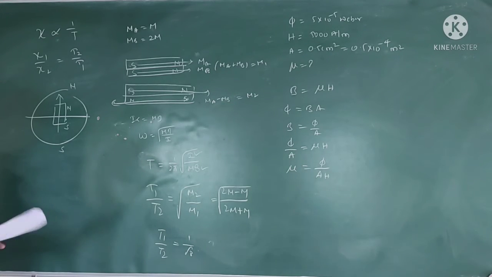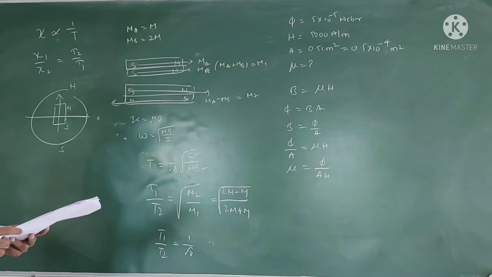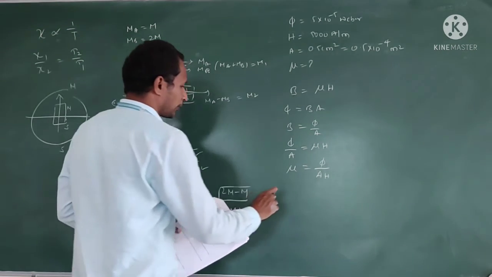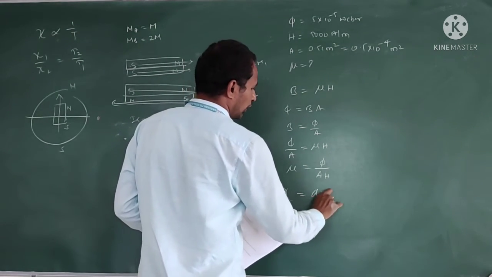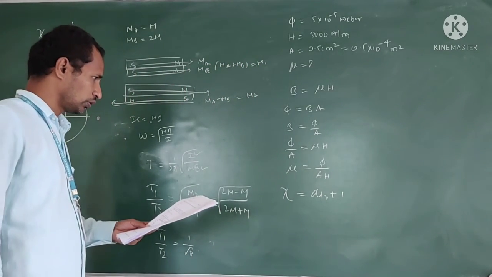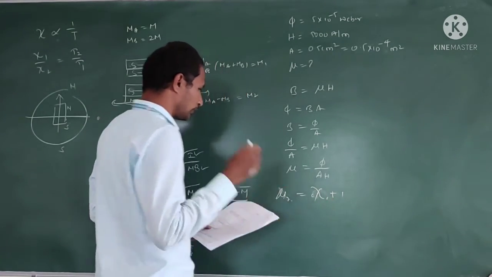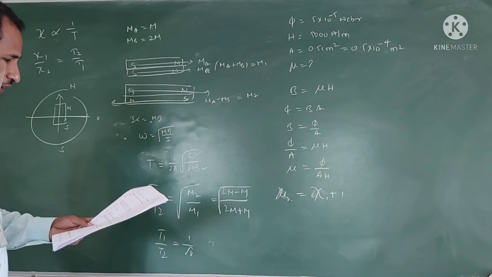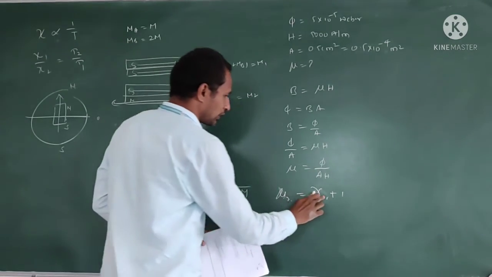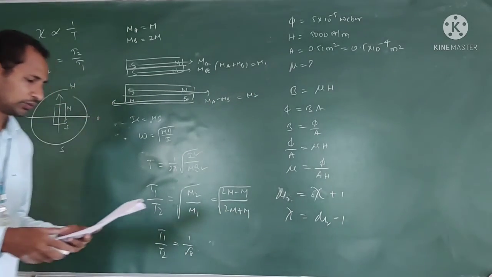Next, relative permeability of iron is 5500. Then the magnetic susceptibility, direct relation: chi is equal to mu r minus 1. So mu r is given, they are asking susceptibility. Susceptibility is equal to mu r minus 1.